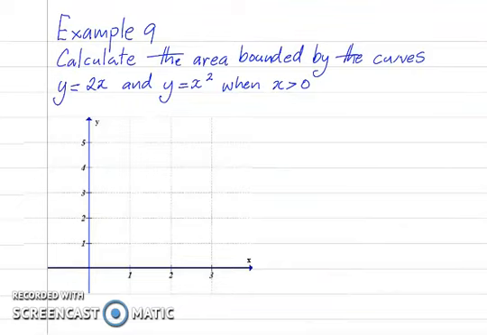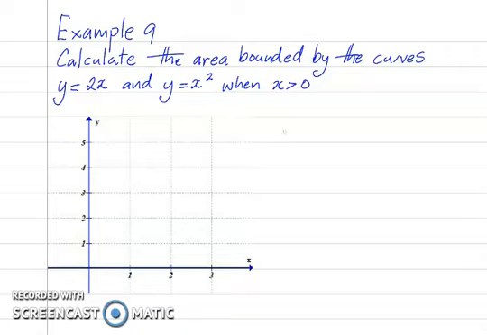Example 9. In example 9, we're asked to calculate the area bounded by the curves y is equal to 2x and y is equal to x squared when x is greater than 0. So one of the first things I would probably do with this question is to try and get a sketch of the graph. And the first thing I'd want to know is where the two graphs intersect.